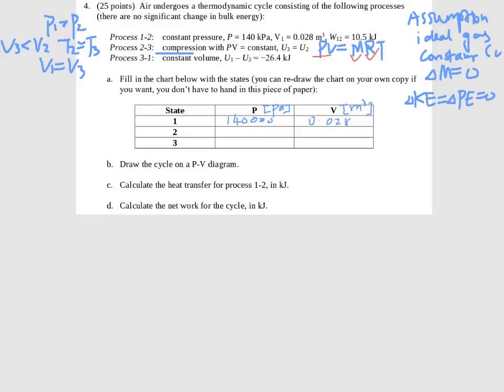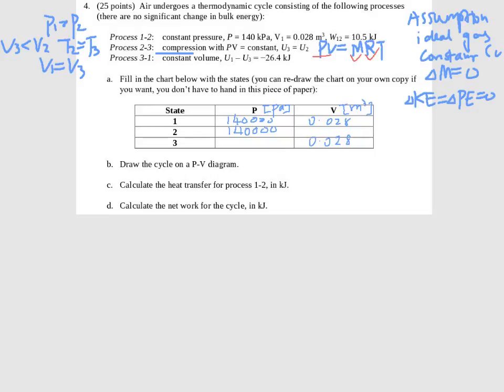0.028 meter cubed. For state 2, we know that T2 equals T3, but that doesn't help. But we also know P1 is equal to P2. So P2 is the same as P1. It's 140,000. We don't know V2 at all. But we do know something about state 3. V1 is equal to V3, yay! So we can put V3 here. The volume at state 3 is equal to the volume at state 1, right? So without doing any calculation, we already filled out more than half of this table. So now we just need to find two values.